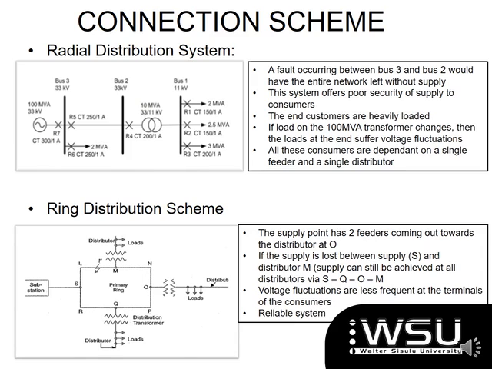So what it means is that irrespective of where you have a fault in this system, as long as it's a single fault, you are always going to have an alternative route to where that load was being fed so that that load can remain in supply. And because of this, we say that this ring distribution scheme is a reliable system, and that's what we want for our distribution systems.